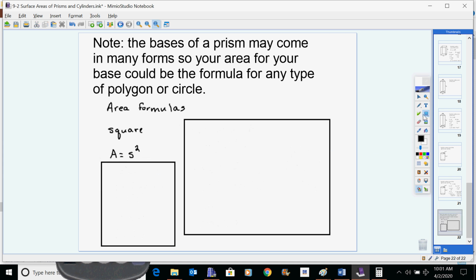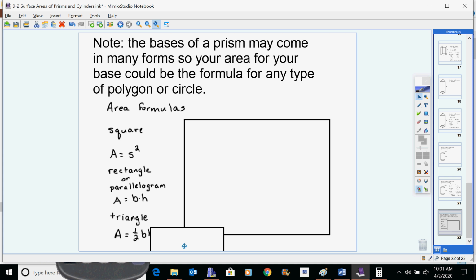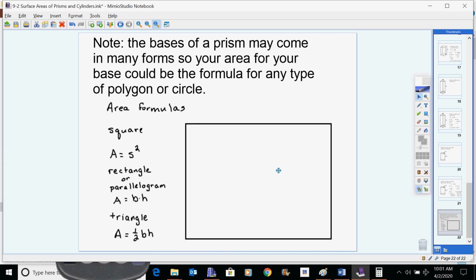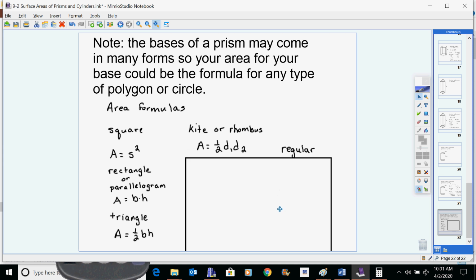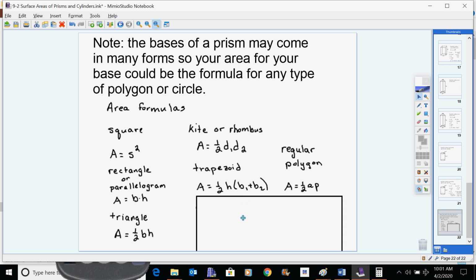The area of a square, as you know, is s squared. So you've got the side times the side, which is the same really as a rectangle or a parallelogram, which is base times height, where the sides are just the same. Area of a triangle we just looked at, that's 1/2 base times height. Just to remind you, if you have a kite or a rhombus, you can take the diagonals and multiply them together, and multiply by half. If you have a trapezoid, your area formula comes out to be 1/2 height times the sum of the bases.